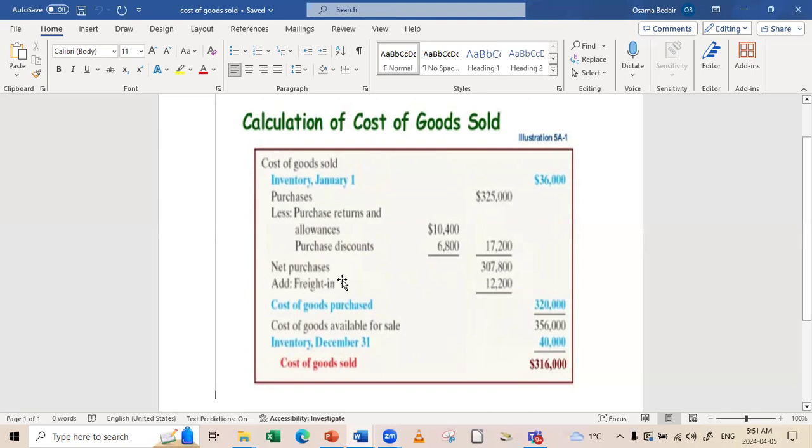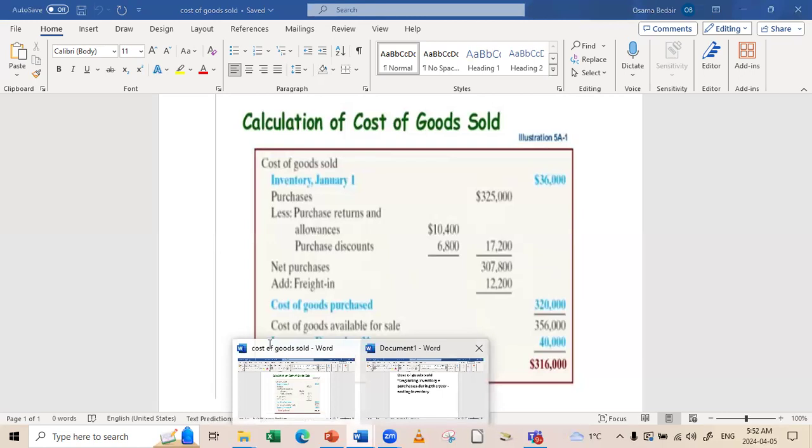Plus the freight in. The freight in means the logistic costs or the transportation costs, which is added into the cost of the purchases. As if the delivery condition was at the seller's shop, so I have to transport these goods or inventory to my own place, and that will cost here in this case 12,200. So the cost of goods purchased will equal 320,000.